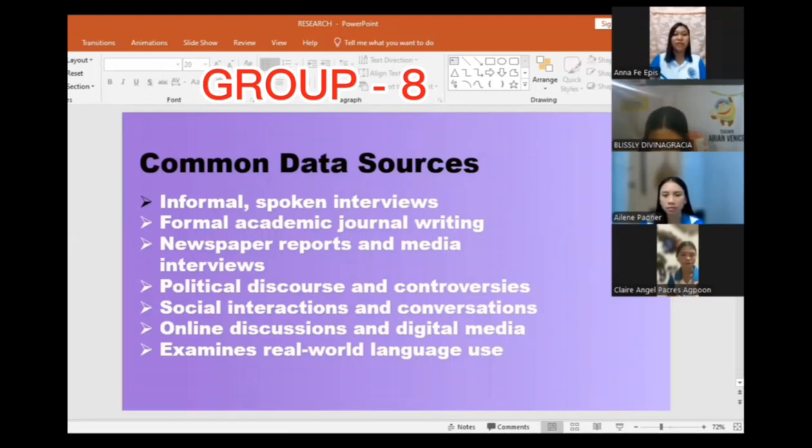Academic journal articles and research papers. So written texts are also analyzed to understand how knowledge is constructed. Newspaper articles and media reports, since media shapes public opinion, are also valuable sources of discourse analysis. Political speeches, chosen to influence the audience, make it an important area of study.